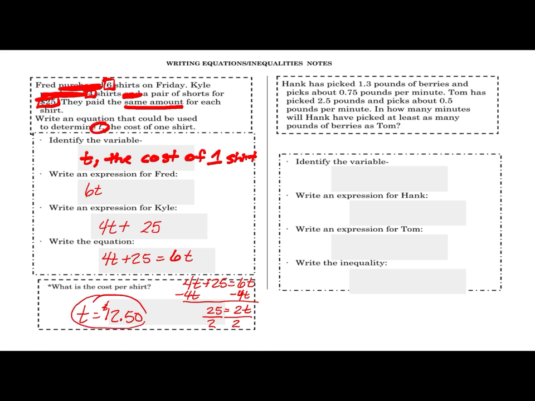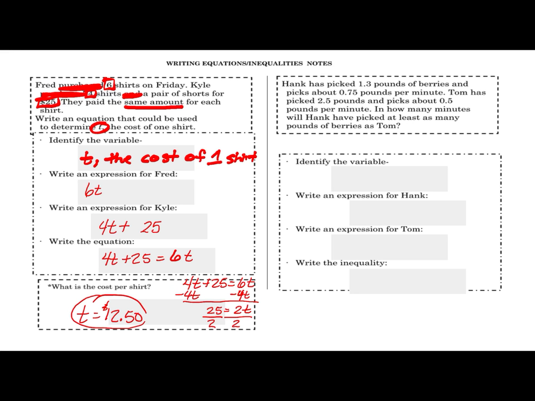Alright, so let's try Hank. Hank has picked 1.3 pounds of berries and picks about 75 hundredths pounds per minute. Tom has picked 2 5/10 pounds, picks about 5/10 pounds per minute. How many minutes will Hank have picked at least as many berries as Tom?